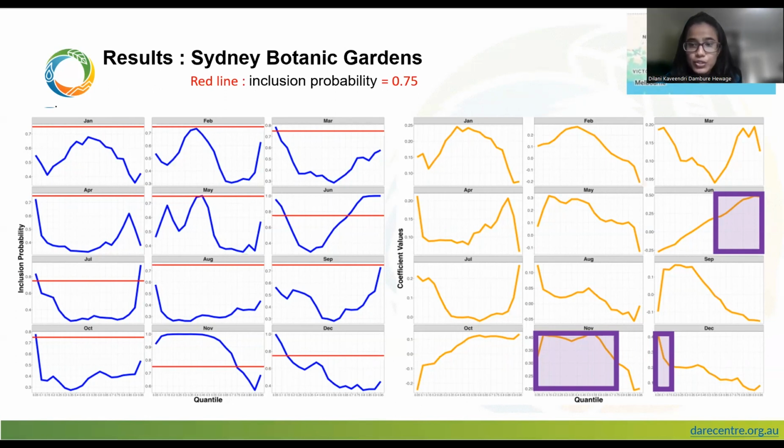From these figures, what you can see is that the impact and the size of the impact of SOI on rainfall changes with the quantile values. And June shows significant impact in the upper quantiles near the coast, and November shows significance for most of the quantiles, and the size of the impact is high in those areas of high inclusion probability. And also December shows high significance on the lower tail rather than on the upper tail.